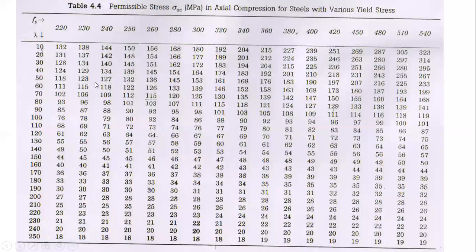Now we have designed the trusses with the help of the working stress method. So these are my permissible stresses in axial compression for steels with various yield stresses. This is my yield stress value here, and this is my slenderness ratio here. Now, in the problem we have to use the steel Fe 260, not 250, it is 260. So corresponding to this yield stress, I have to calculate the permissible stresses in axial compression, corresponding to the slenderness ratios.